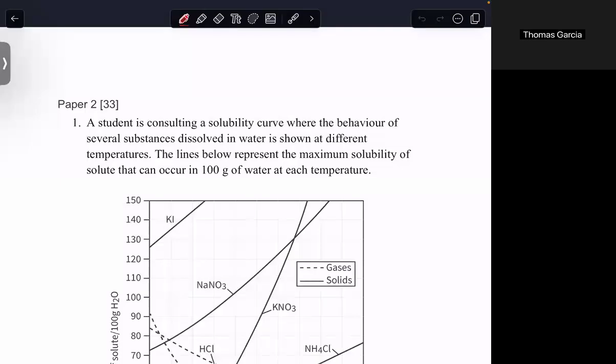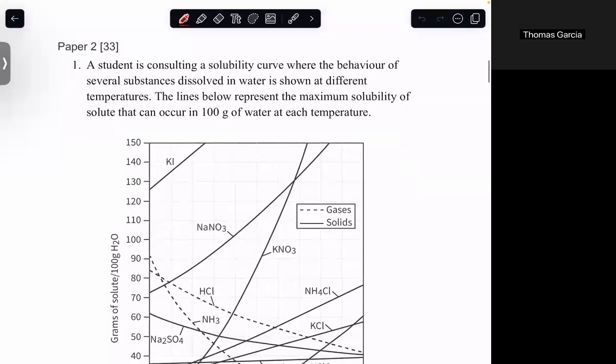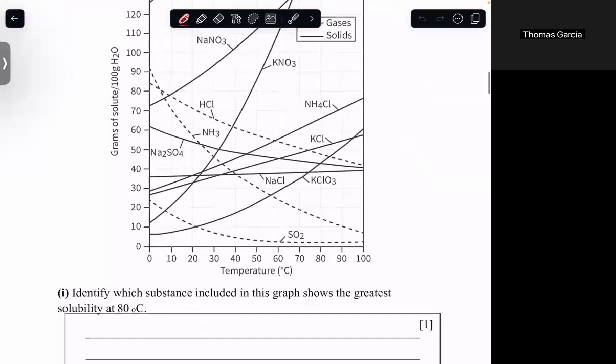All right, y'all. So let's get started with the paper two key right here. So the first one is this big graph. We've seen it before. A student is consulting a solubility curve where the behavior of several substances dissolved in water is shown at different temperatures. The lines below represent the maximum solubility of a solute that can occur in 100 grams of water at each temperature.